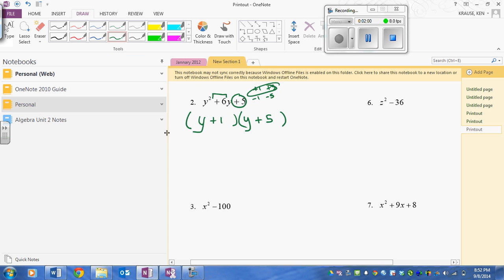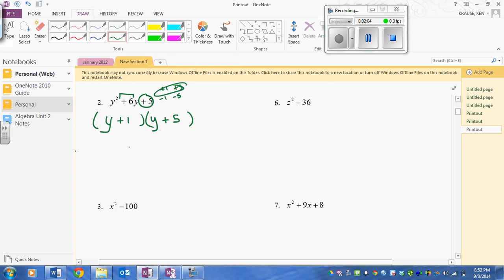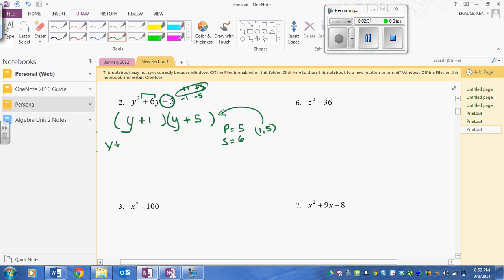Now, if you want to use product sum, what you need to do is, the product is 1 times 5, or 5, and the sum is 6. So when you rewrite it as y plus, the two numbers are 1 and 5. Well, those are the two numbers, why not just put them in? But that's not how product sum works.